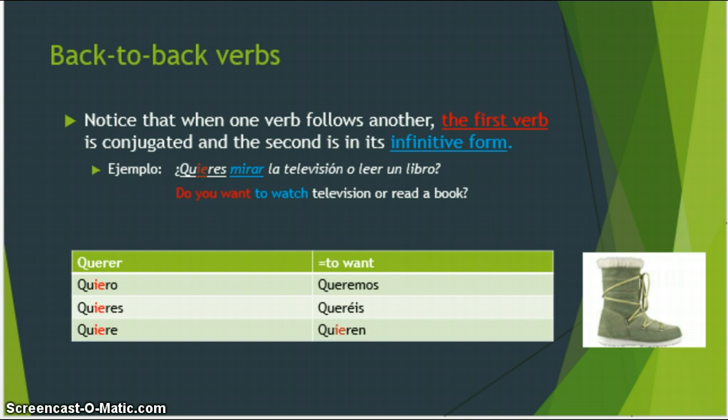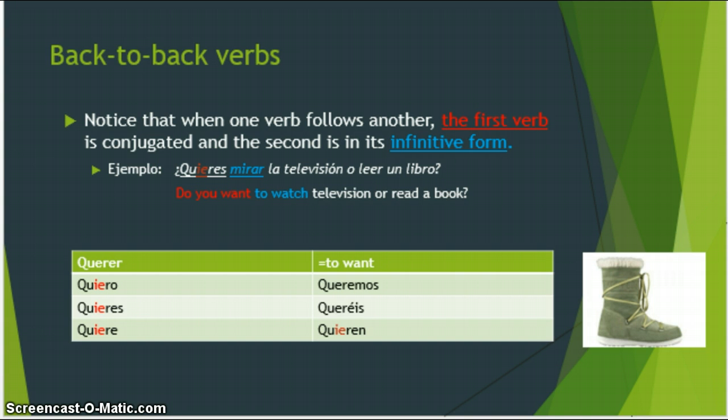Last but not least, we're going to cover over our back-to-back verbs. Whenever I'm working with a sentence that has two verbs in a row, notice that the first verb is conjugated and the second one will be left in its infinitive form. Por ejemplo, ¿Quieres mirar la televisión o leer un libro? Do you want to watch television or read a book? Since I'm asking you, do you want, I will conjugate that in the tú form. And I'm asking you, do you want to watch TV or to read a book? Since I'm using these in the infinitive form, I will go ahead and leave that second one alone. I don't do anything to it.